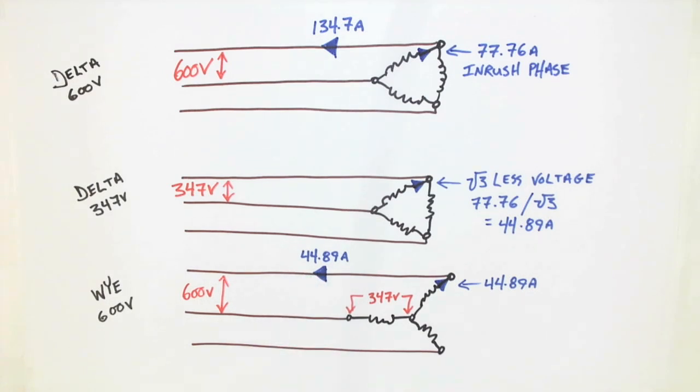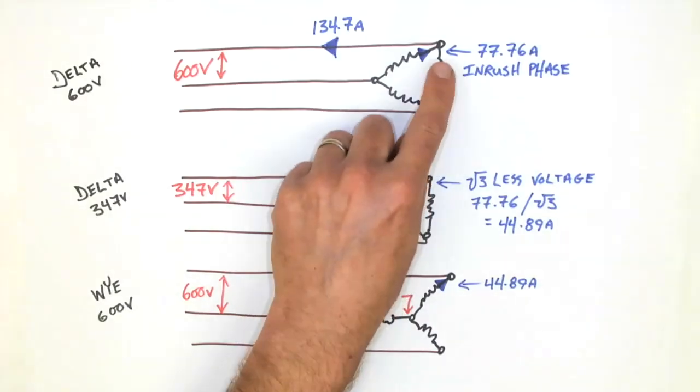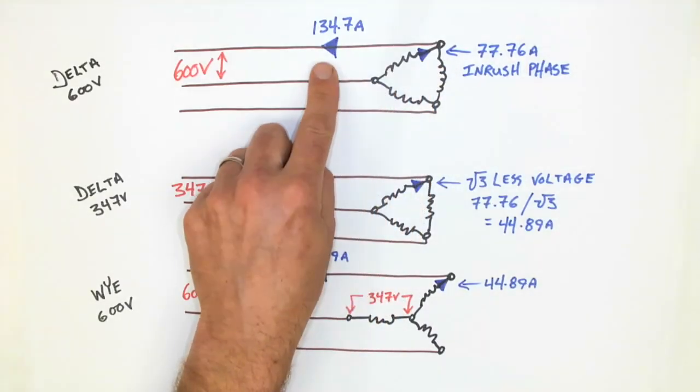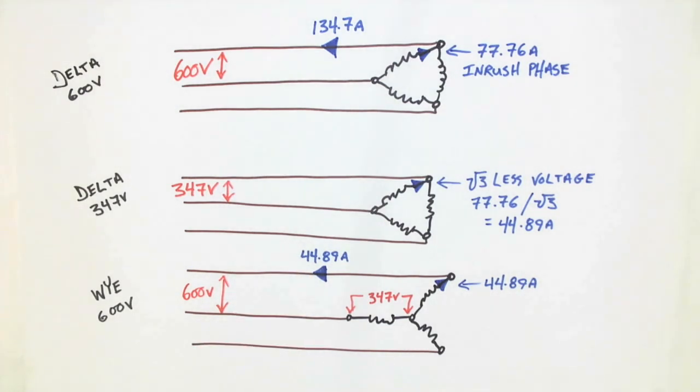So kind of an interesting process as to why we have the currents we do and why that total inrush current is divided by 3 and not √3. If we were to take these values, go all the way down from 134.7 and divide by 3, we end up with 44.89.